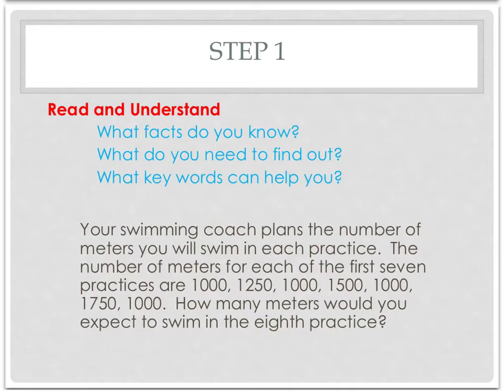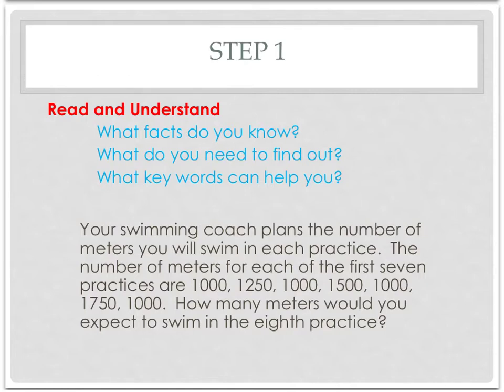Your swimming coach plans the number of meters you will swim in each practice. The number of meters for each of the first 7 practices are 1,000, 1,250, 1,000, 1,500, 1,000, 1,750, 1,000. How many meters would you expect to swim in the 8th practice?